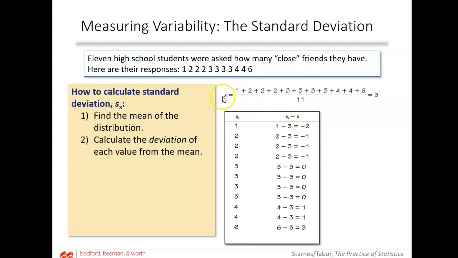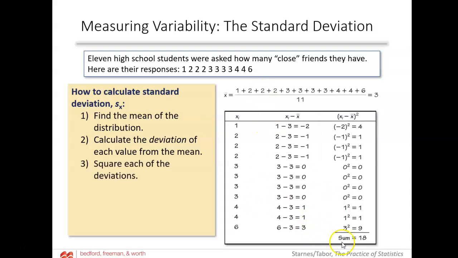So now we're going to calculate the deviation. We're going to take each one of these answers and subtract the mean from it. So 1 minus 3, 2 minus 3, and so on and so on. And you'll notice some of the values are positive and some of the values are negative.